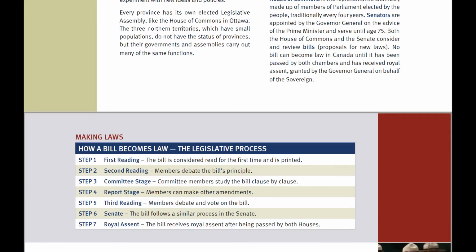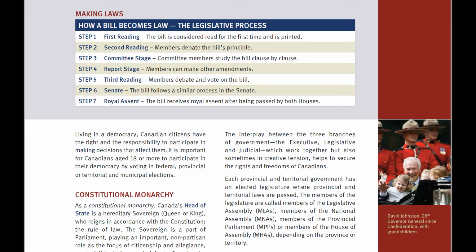Living in a democracy, Canadian citizens have the right and the responsibility to participate in making decisions that affect them. It is important for Canadians aged 18 or more to participate in their democracy by voting in federal, provincial, or territorial and municipal elections. The following are the steps for the legislative process in Canada, or how a bill becomes law. Step 1 is called first reading. The bill is considered read for the first time and is printed.